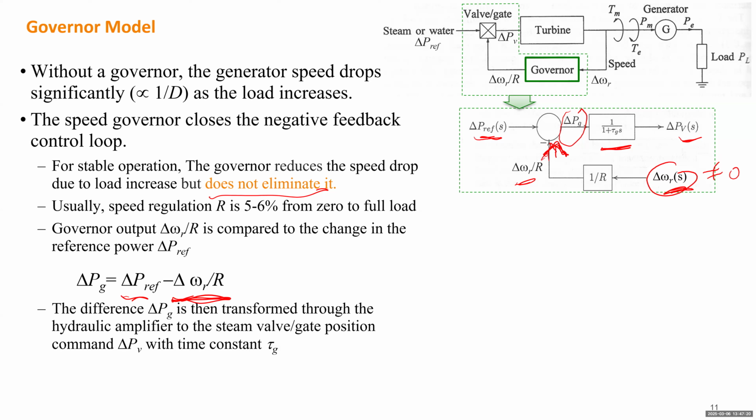In order to finally change the valve, it has to go through some time constant. Here we just call it tau g.